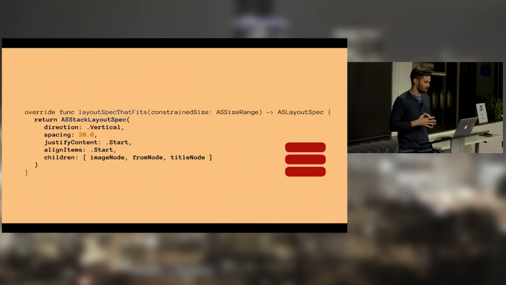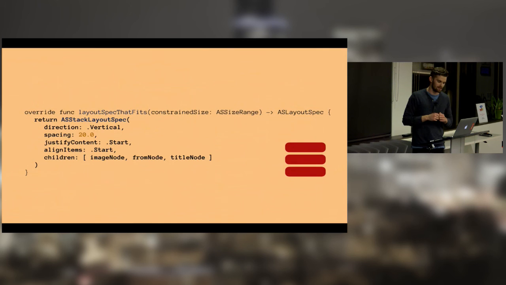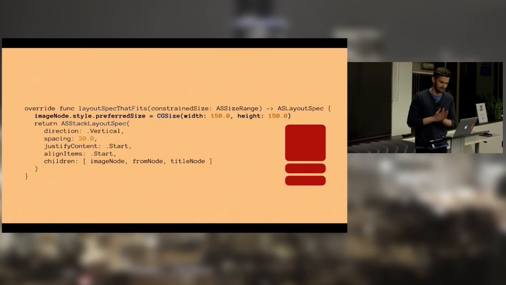So this stack layout, I'm laying things out in the vertical direction with 20 points of spacing between the items. The stack layout is one of the most useful and versatile layout specs in AsyncDisplayKit. So next, because the image is loaded remotely, we need to give it a size.